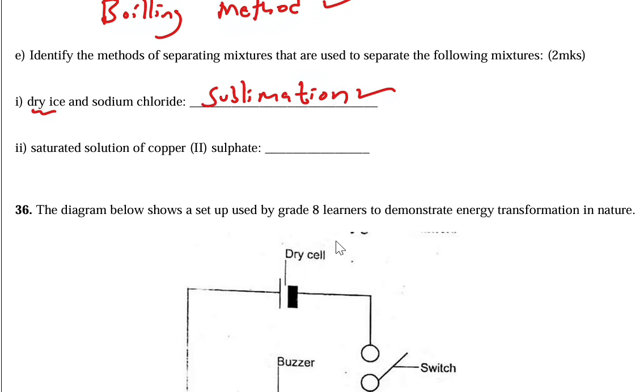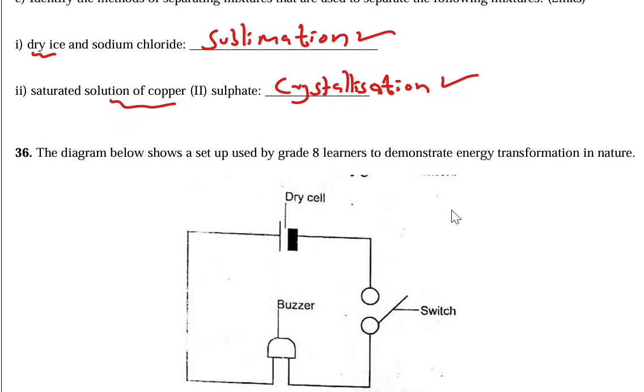Roman 2. Saturated solution of copper 2 sulfate. So copper 2 sulfate, these are crystals. So when you separate, you can use what you call the crystallization method. The method here is crystallization. So you can use the crystallization method to separate a saturated solution of copper 2 sulfate. If you want to obtain crystals from a saturated solution, you use crystallization. So we obtain the crystals. We are done with number 35.